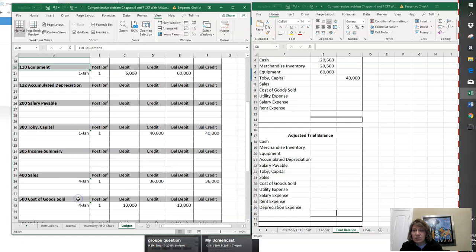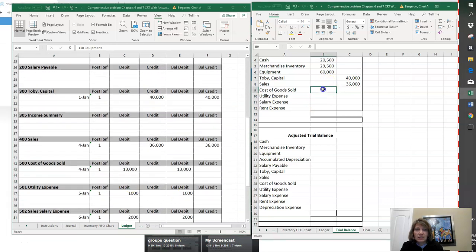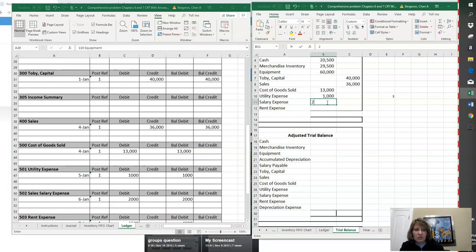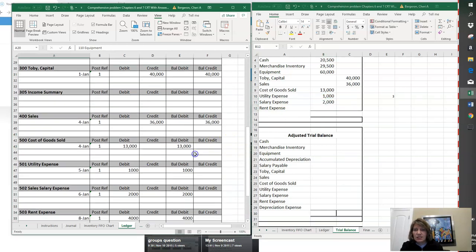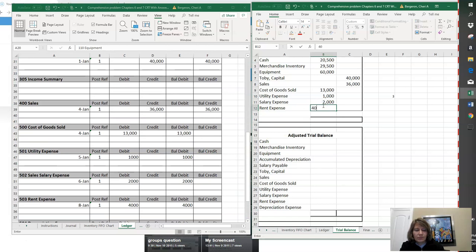All right, so sales is our next one with a balance, so 36,000 credit. Cost of goods sold has a debit balance of 13,000. Utilities expense has a debit balance of 1,000. Salaries expense has a debit balance of 2,000, and rent expense has a debit balance of 4,000. So to see if I'm in balance, I'm going to add up all my debits, and I'm going to add up all my credits, and I'm going to see if I'm in balance.